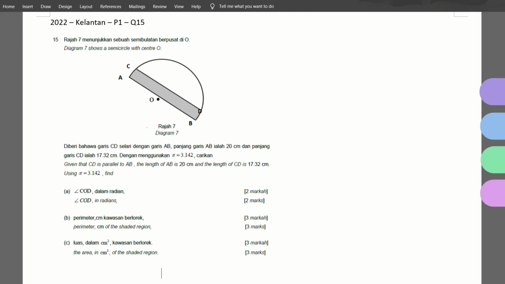For this video we will look at 2022's Kelantan Paper 1 Question 15, and this question is from Form 5 Chapter 1, Circular Measure. Before we begin, you can pause the video and try it by yourself first.